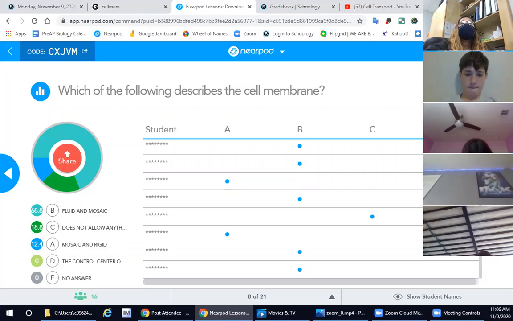All right, so hopefully you remembered that it was fluid and mosaic. Does it tell you the answer after you click it? No? Okay. Well, it's fluid and mosaic. Remember, it's able to move around how it needs to, and it's mosaic because it's composed of many parts. It does allow things to go through it. It's not rigid. It's not sturdy. It is able to move. A cell wall would be rigid. Good job. And no one picked D.